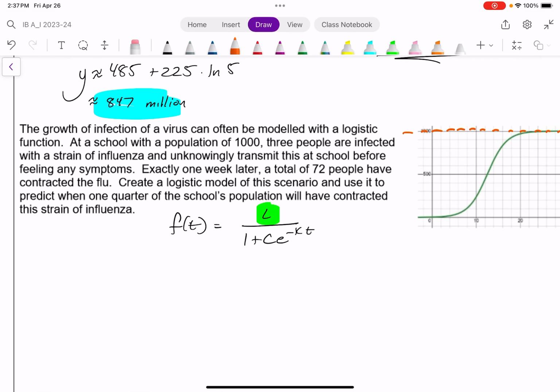If we look at this question, we're looking at a school with a population of 1,000. And so that's going to be our carrying capacity. This function, if we're looking at this virus that's spreading, can never surpass 1,000 people in the school when there's only 1,000 people in the school. And so I can take this now and just replace that L with 1,000.